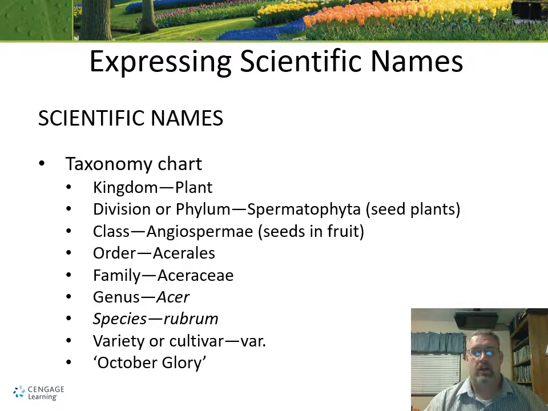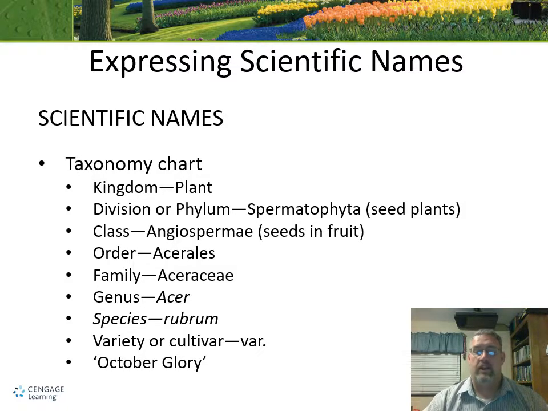So here's your taxonomy chart. Like I said, kingdom, that's going to be your plants. Other kingdoms include animals, bacteria, fungi. Then you have division or phylum. I've always known it as phylum, and so that's going to be what types of plants. Here it says seed plants, so that's what their division is, how they're delineating this variety of plant.